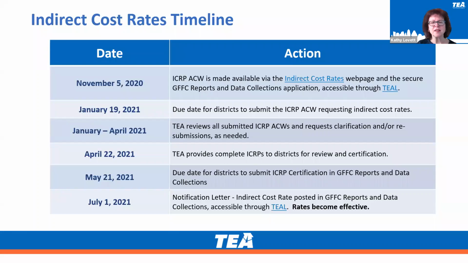This is a very important step. This is the second step for the districts. The first step, of course, is submission of the ACW. Then TEA takes over and creates the ICRP and then provides it back to the districts. And then the districts have to take that final step to do that certification of the actual ICRP in GFFC reports and data collections. And that's due May 21st.